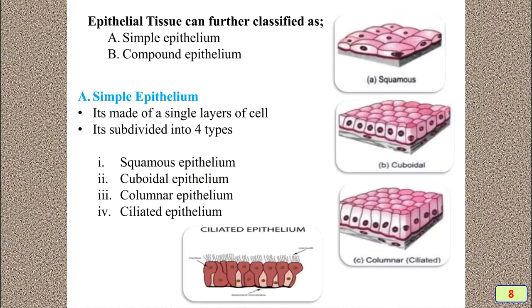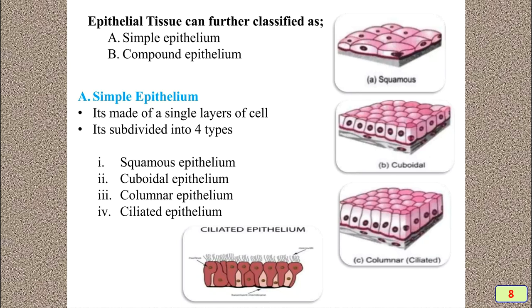So here you can see the photographs of the types of epithelial tissues. One is squamous cells, then cuboidal cells, columnar cells, and also the ciliated epithelium, which has a special feature. The epithelial tissue can be further classified as simple epithelial cells. Then, depending upon the complexity of the organs, it is also called compound epithelial cells.